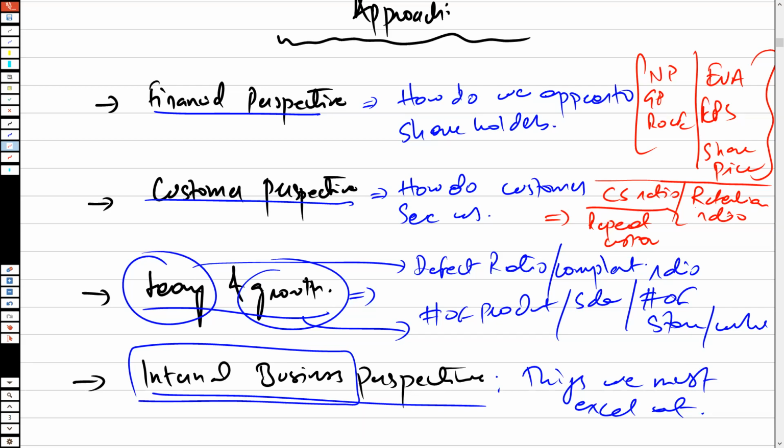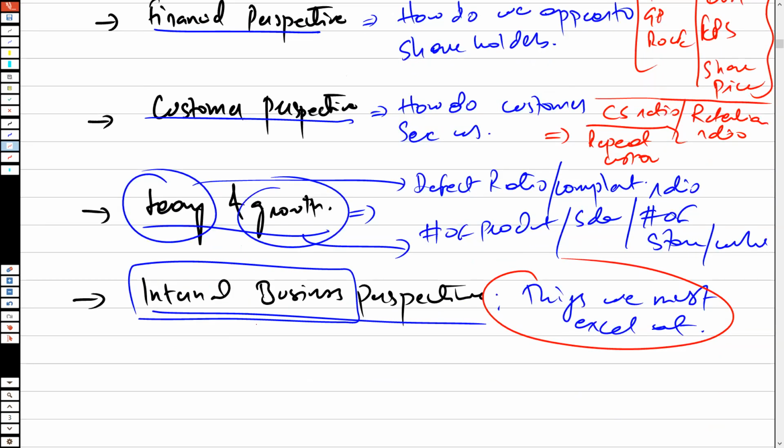Now, the next thing is that there is this internal business perspective, which is the things that you must excel at. For some organizations, it's flexibility. For some organizations, it could be innovation. For some organizations, it could be speed, etc. So there is something that is the core function of any organization, and that is going to be considered as the internal business perspective. I repeat, anything that is the core function of the organization is going to be considered as the internal business perspective.